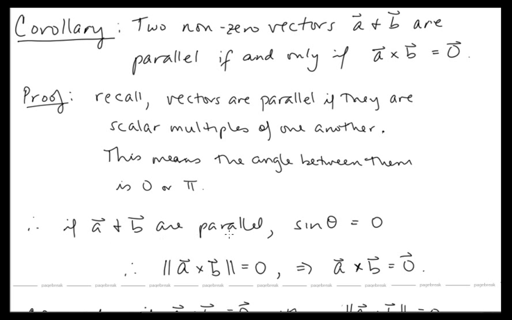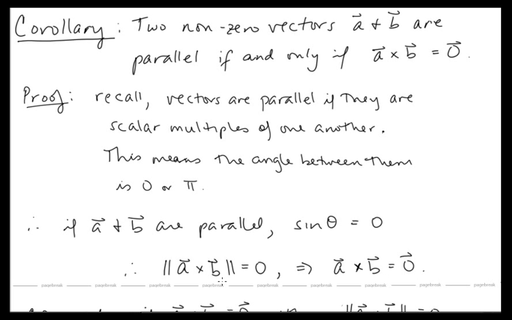So if a and b are parallel, then sine of that angle must be equal to 0. And if sine of that angle is equal to 0, then we know the length of the cross product is also equal to 0, and therefore a cross b must be the zero vector.